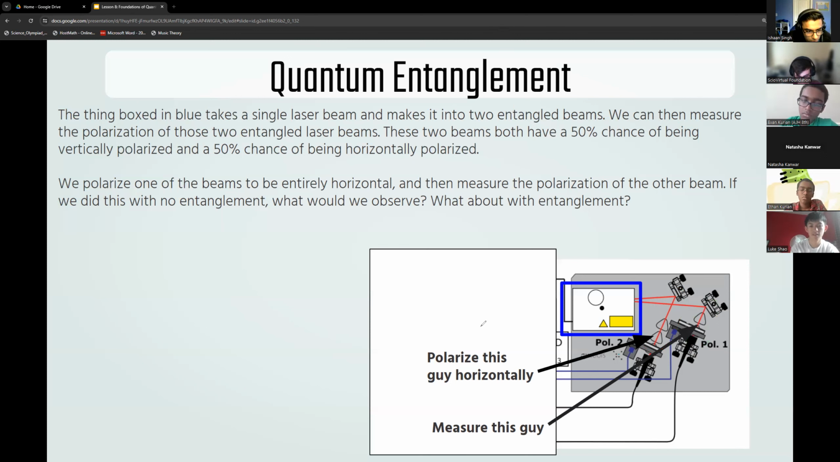One horizontal, one vertical. So okay, maybe I'm not clear about exactly what we're measuring here. We're taking this beam right here, beam number one, and we're making it entirely horizontal. We're not doing any measurements on this beam. Then on this second beam right here, this is what we're measuring, okay? We're going to only measure this beam and the polarization of that beam, okay?